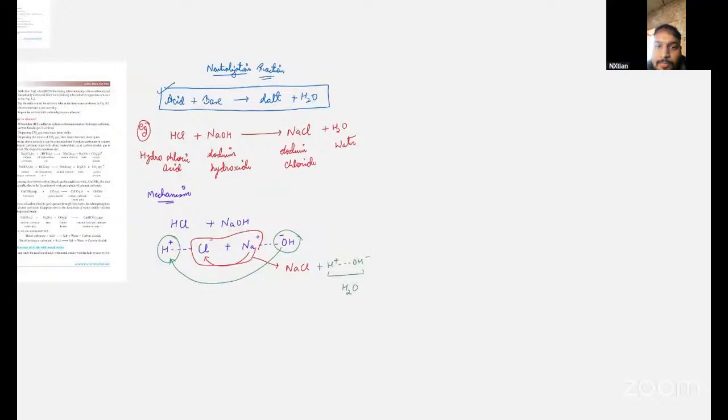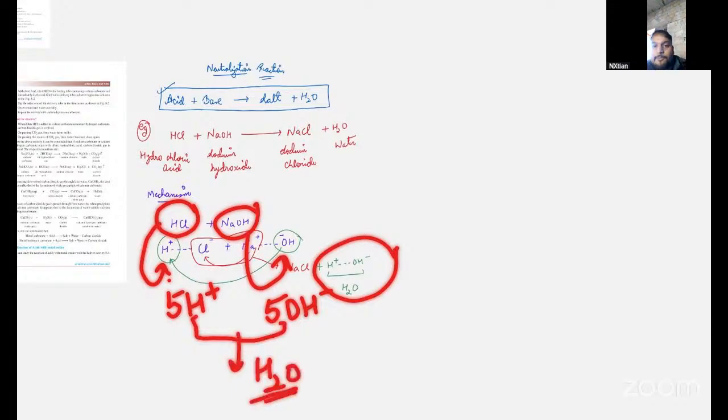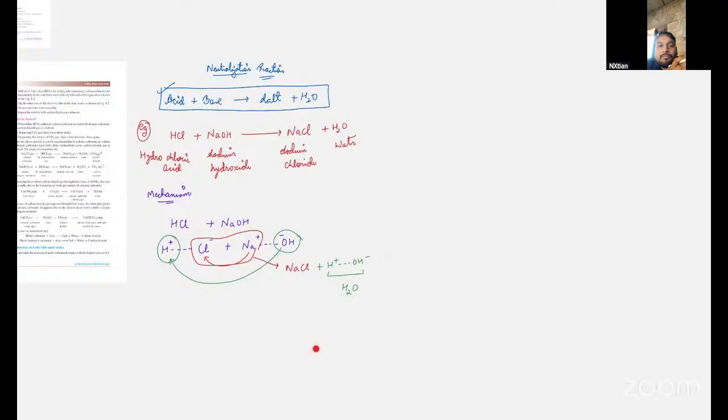Yes. Can you please explain it again? See, if I talk about water formation, I know that HCl releases H plus ions and NaOH releases OH minus ions. So if 5 H plus ions are released by HCl and 5 OH minus ions are released by NaOH, they will make a bond making H2O, which is neutral, because 5 H plus will neutralize the 5 OH minus and become 0. The water is a neutral solution, neither acid nor base.